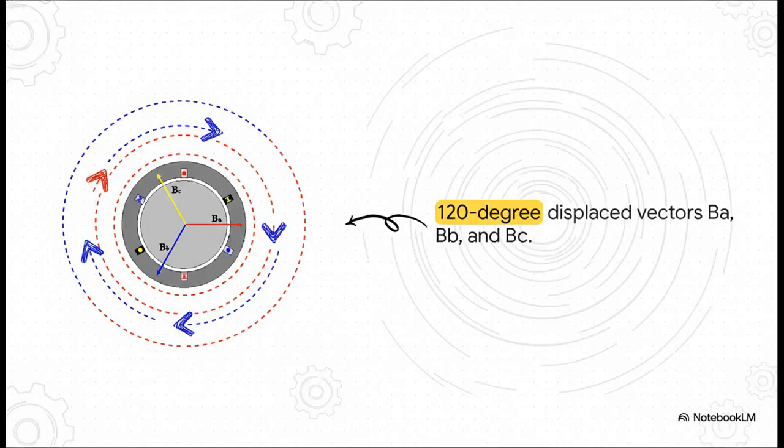Look at how the three specific vectors inside the stator, labeled BA, BB, and BC, are physically arranged in a perfect circle. They're separated by exactly 120 degrees. This exact mechanical geometry forms the absolute foundation for everything we're talking about today.